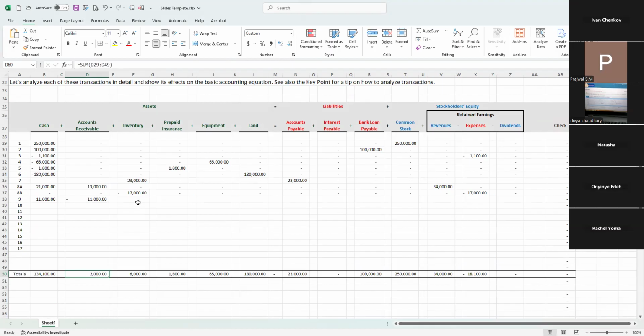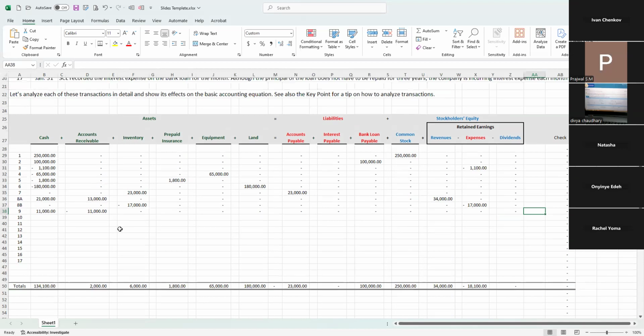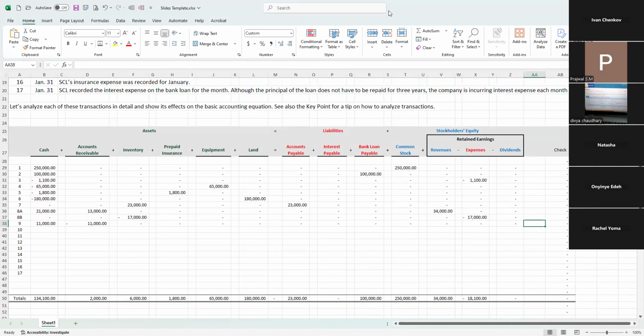Is there anything else involved here? No, we're in balance, so nothing else is involved. So let's get those, and we're done. Let's do another one.